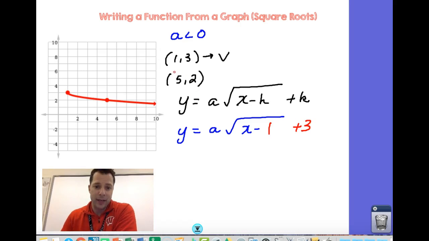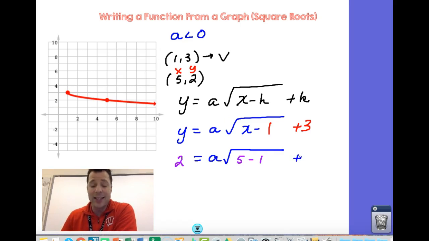Next, I'm going to plug in my x and y from just my other ordered pair that's on the graph. So I'll go ahead and plug in 2 for y. And I'm going to leave my a value alone. So now I'm only going to have one unknown. My x value is 5, so I'm going to go ahead and plug 5 in there. Okay. And then I'm going to have that plus 3 at the end.